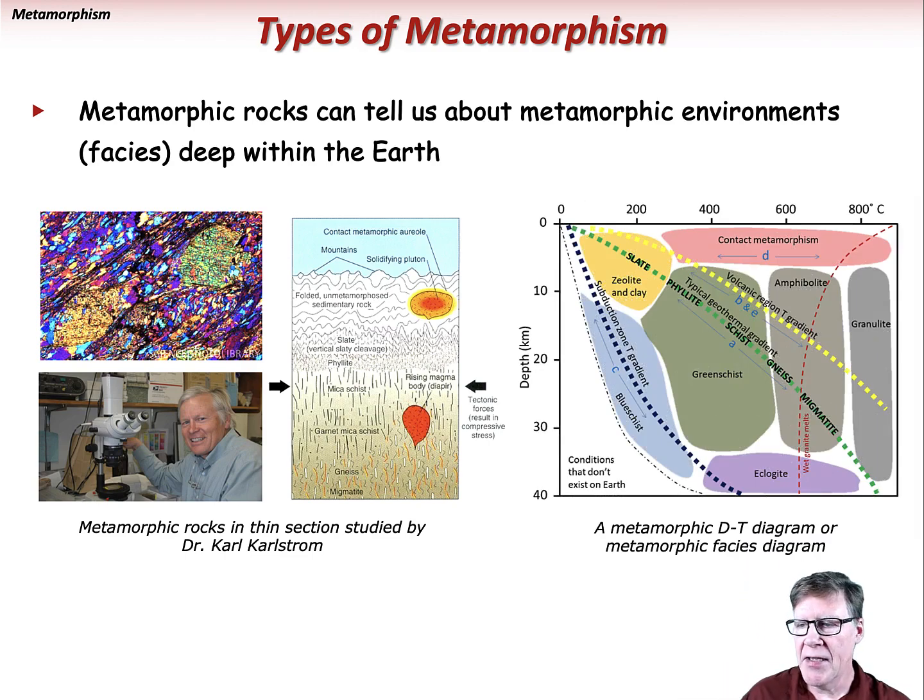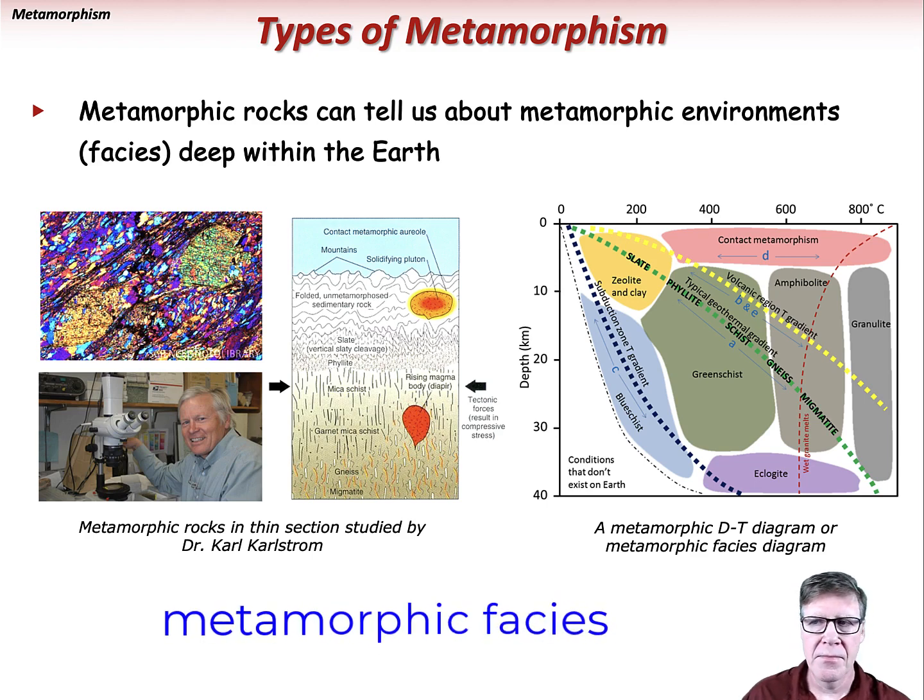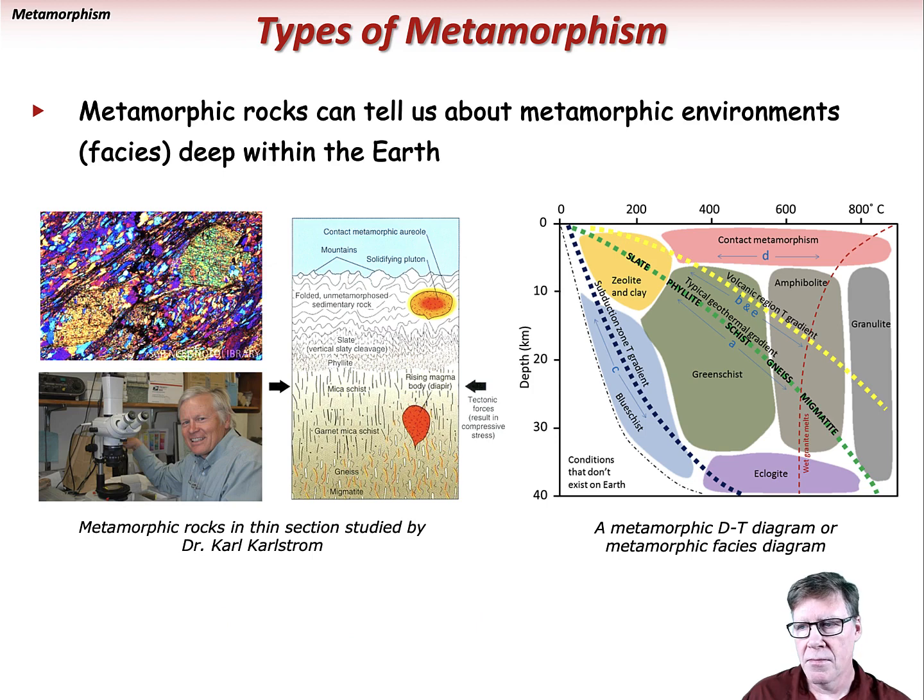A simple PT diagram, since we know that pressure correlates with depth, shows the basic metamorphic environments within the Earth, and these environments are also called metamorphic facies, with each facies representing an area of certain pressures and temperatures within the Earth. And there's different varieties: low temperature, low pressure ones, high temperature and low pressure, call that contact metamorphism. There's low temperature and high pressure, call that blueschist facies. And there's others: greenschist, amphibolite, granulite, eclogite, all depending on the pressures and temperatures of metamorphism.